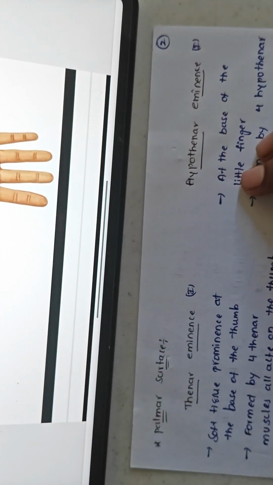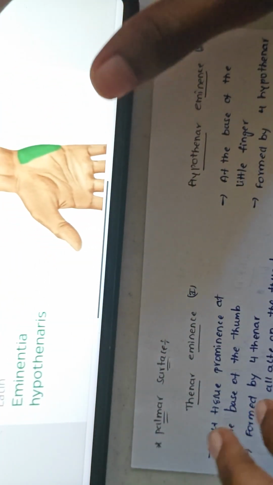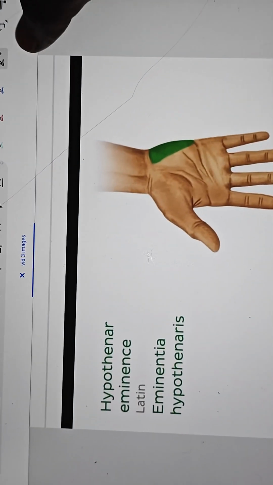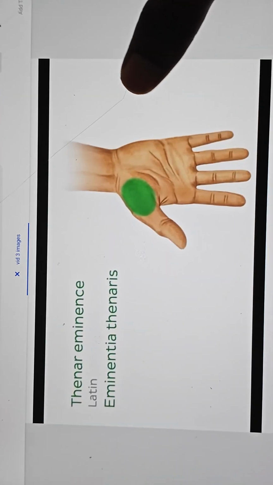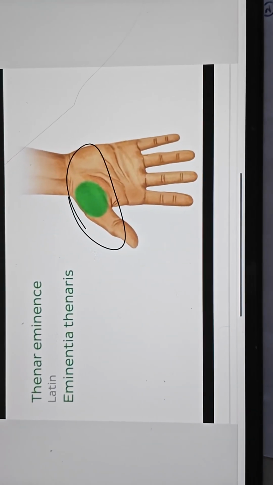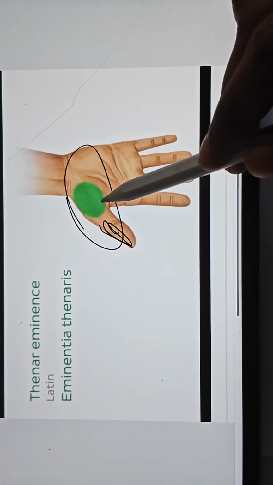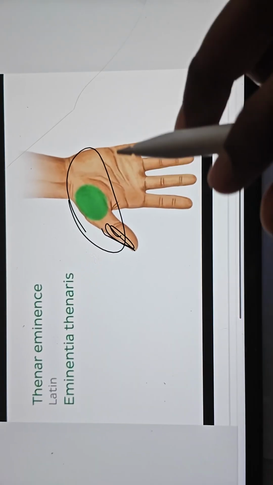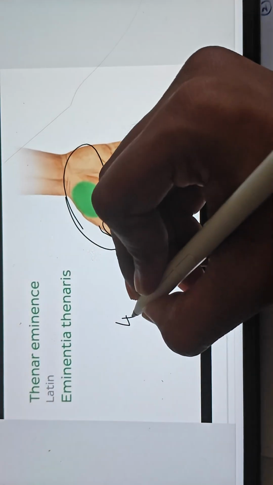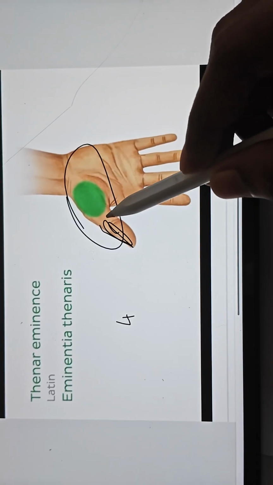Now let's go to the palmar surface. Firstly, there are two eminences on the palm. Firstly, the thenar eminence and the hypothenar eminence. Thenar eminence is a soft tissue prominence at the base of the thumb. This one is the thumb, right? This thenar eminence is a soft tissue prominence at the base of the thumb. It is formed by four thenar muscles, and all these four thenar muscles act on the thumb.